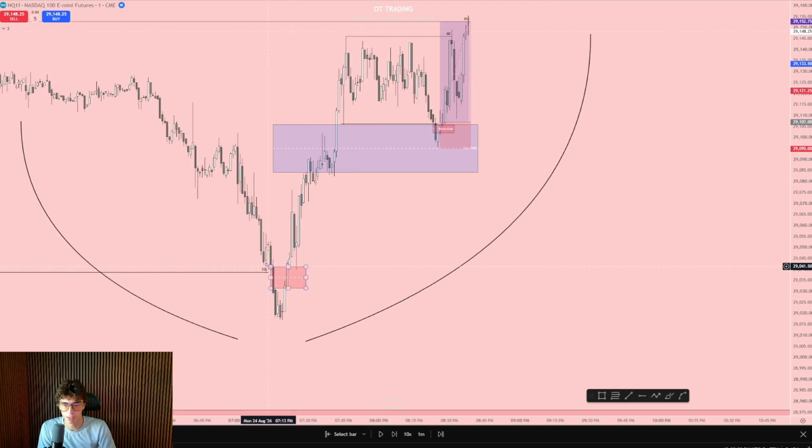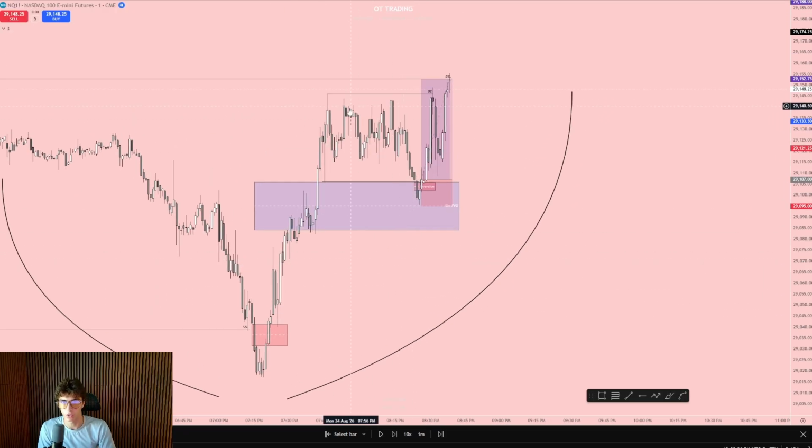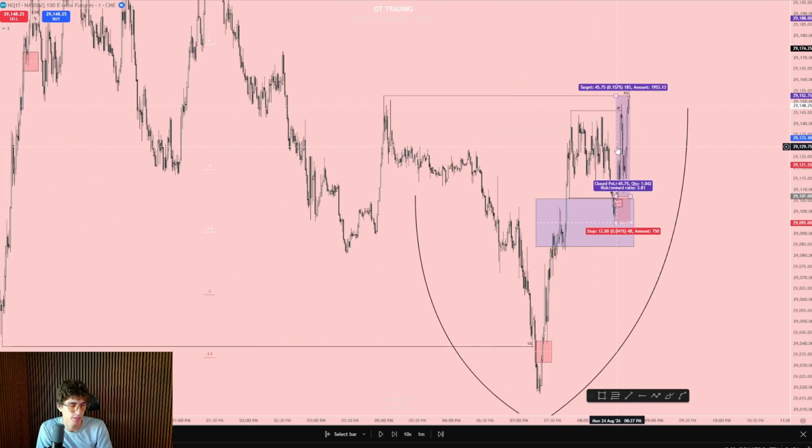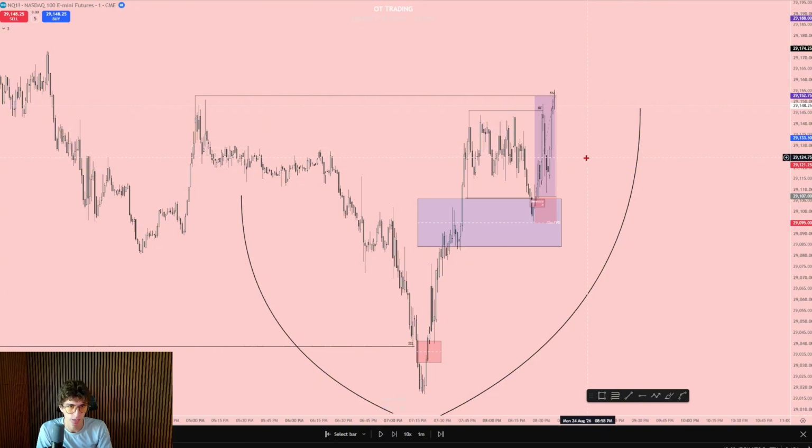Let's just say you did miss this inversion trade. Then you can wait, be patient, for some sort of accumulation manipulation until sweeping an internal low, and then look for something out of that. So this was a trade I actually executed live. So this was pretty clean.